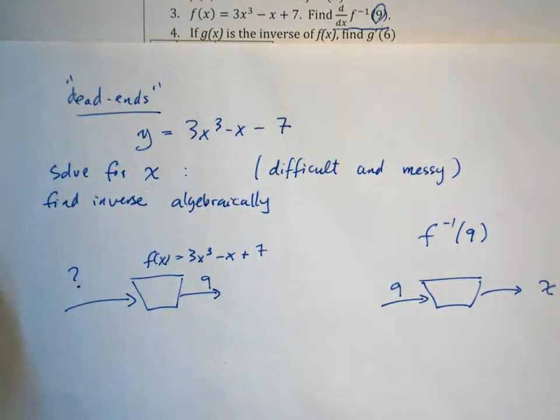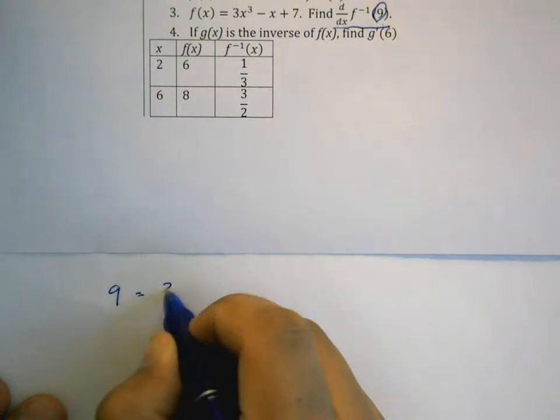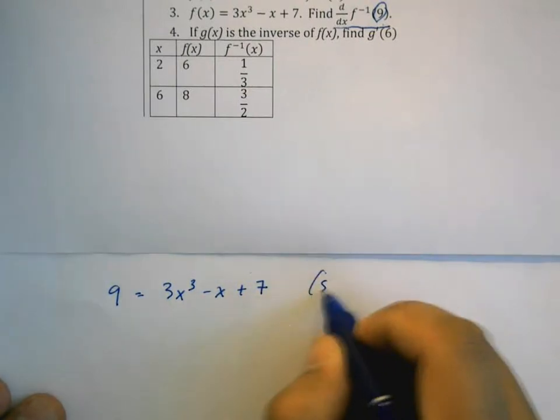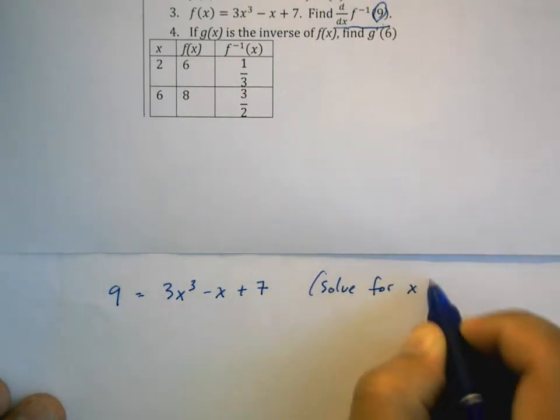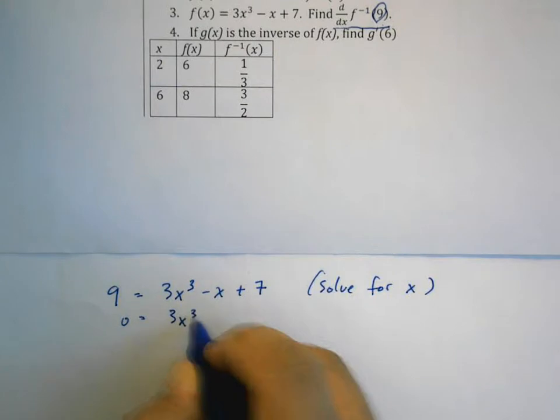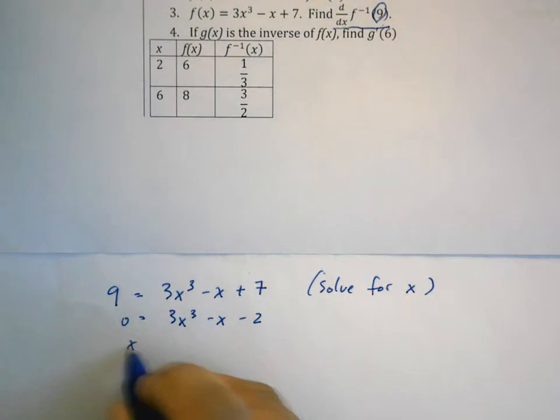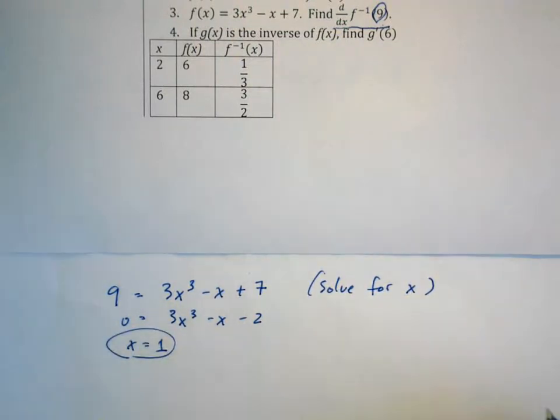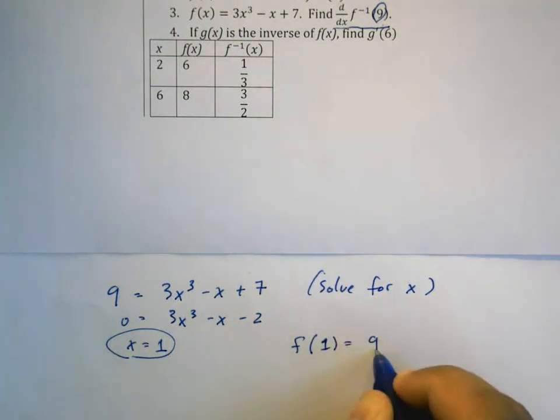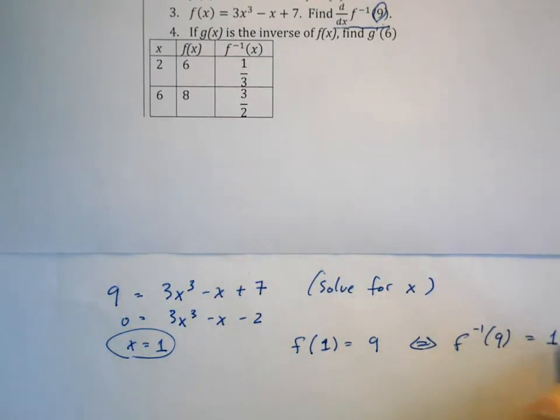So the best way to handle this: I'm going to set 9 equal to f of x and then solve for x. Okay, and this still isn't exactly trivial, but it's a little bit easier to solve. So subtract 9 from both sides, and you can see here that x is going to be equal to 1. So what that means is that f of 1 is equal to 9, which is another way of saying f inverse of 9 is equal to 1.